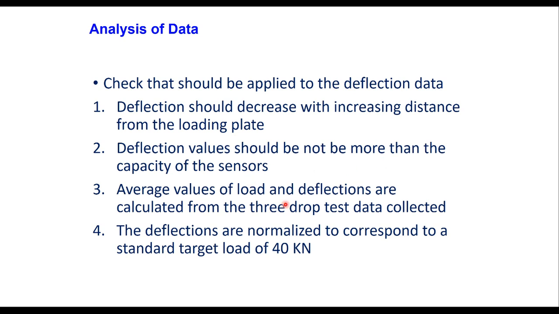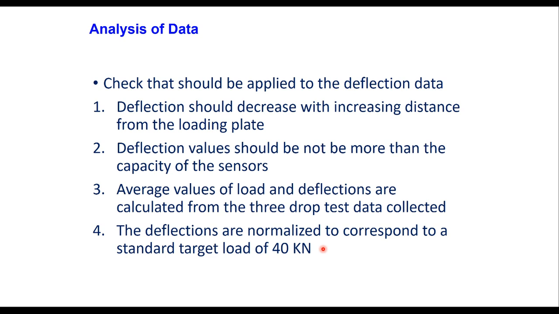The average value of load and deflections is calculated from the 3 drop test data collected, and deflections are normalized to correspond to a standard target load of 40 kN. Whatever measure you take, the actual impulse load coming on the plate is never 40 kN, and therefore the deflection profile is corrected for 40 kN. It is normalized.